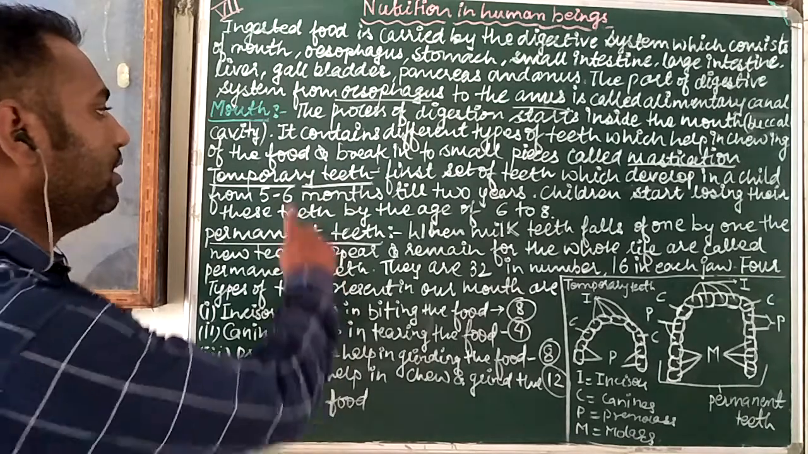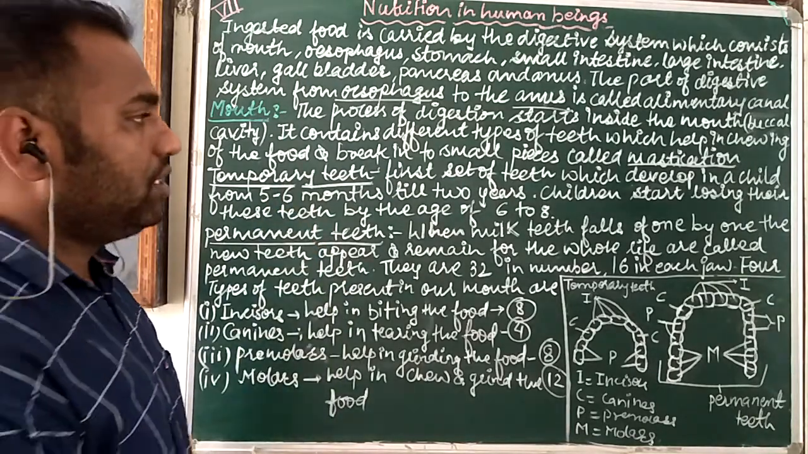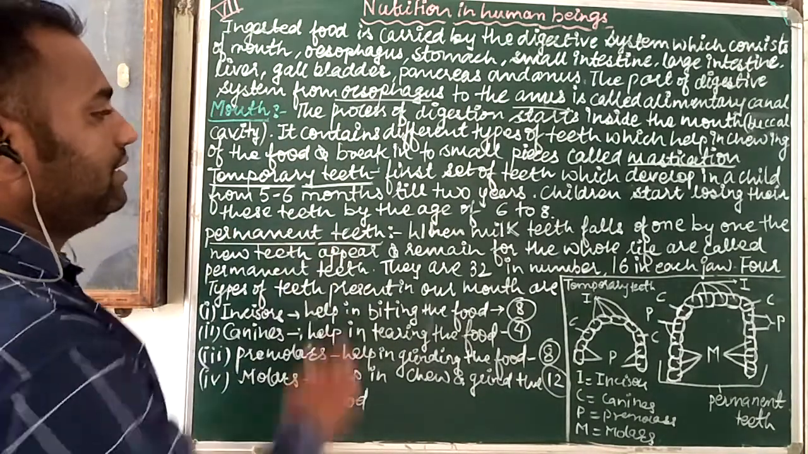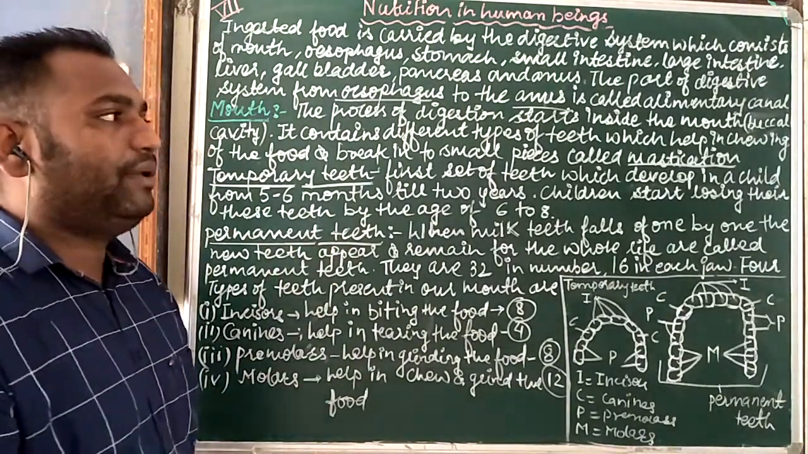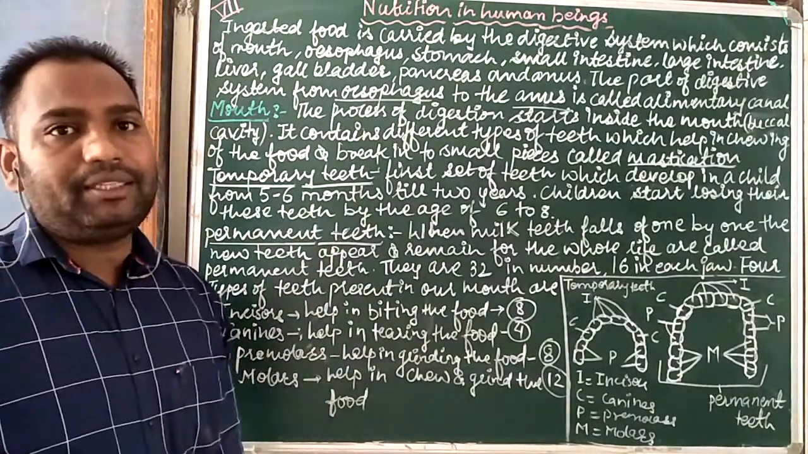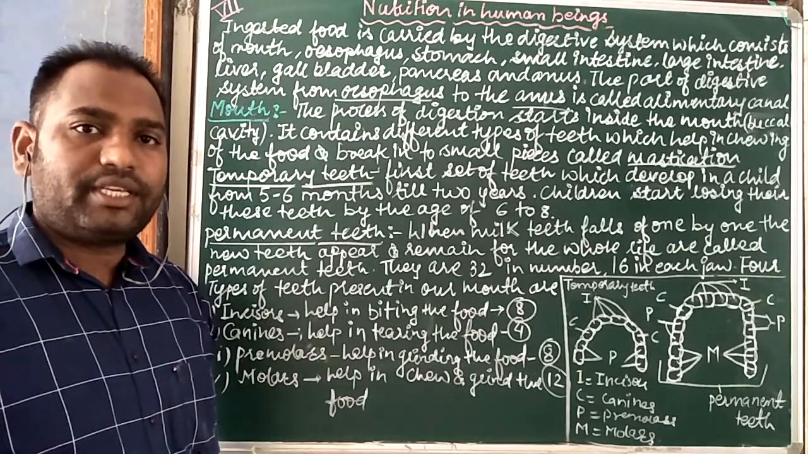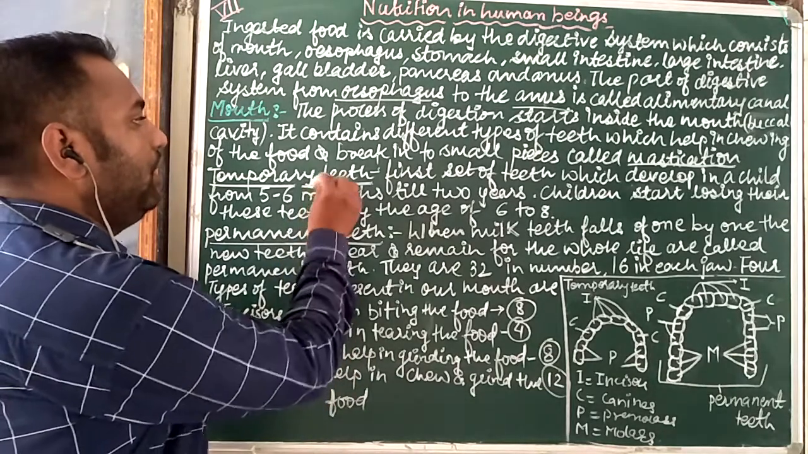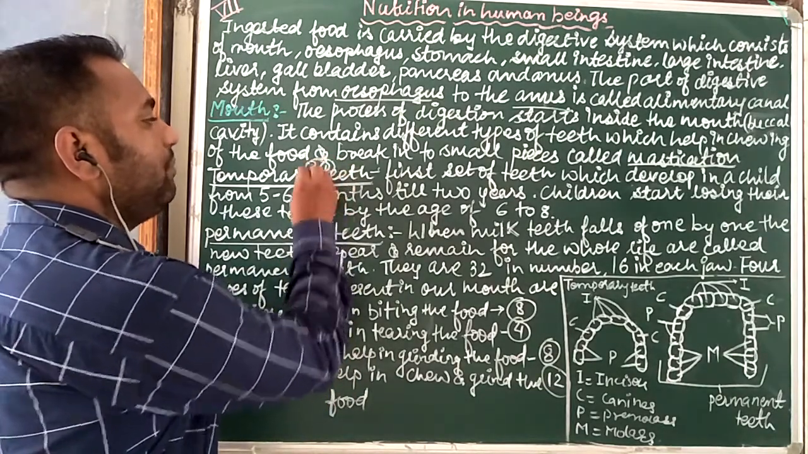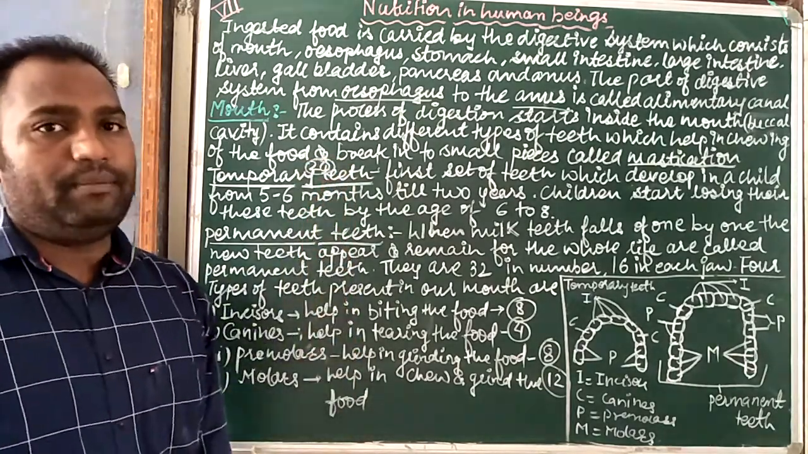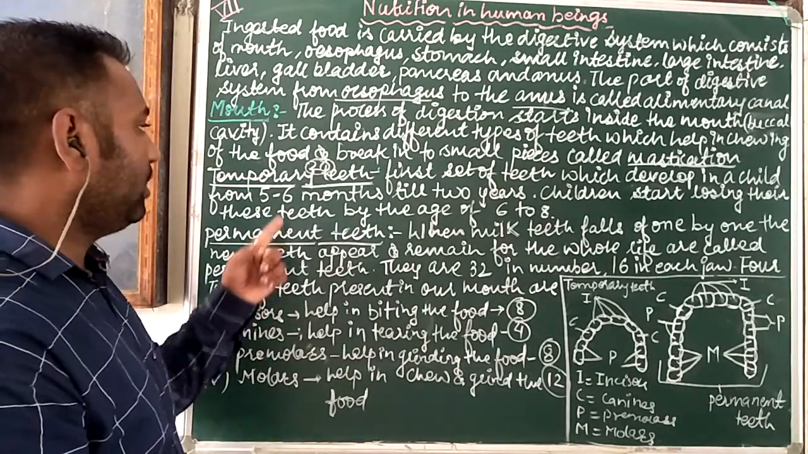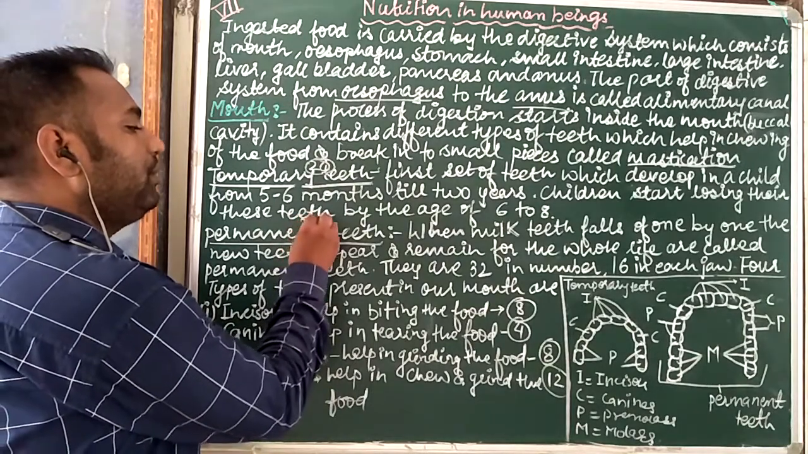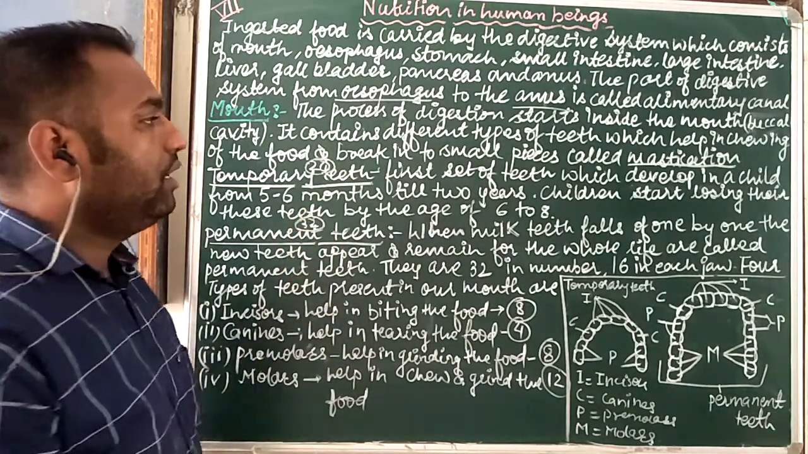That is named temporary teeth, and children start losing these teeth by the age of 6 to 8. After 5-6 months up to 2 years, all the teeth will come, because they are 20 in number. Generally, temporary teeth are 20 in number and permanent teeth are 32 in number.